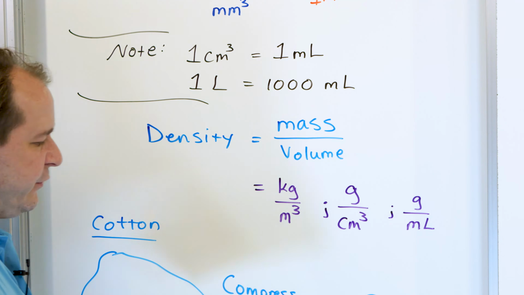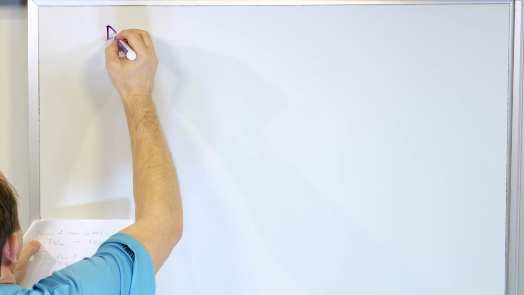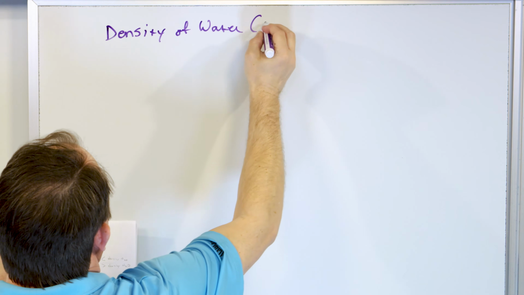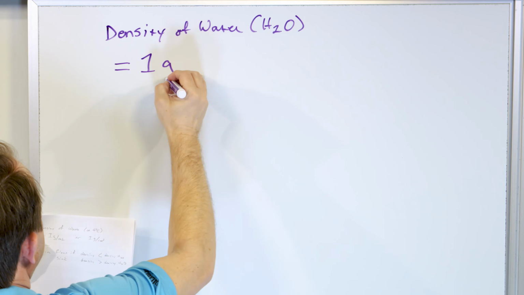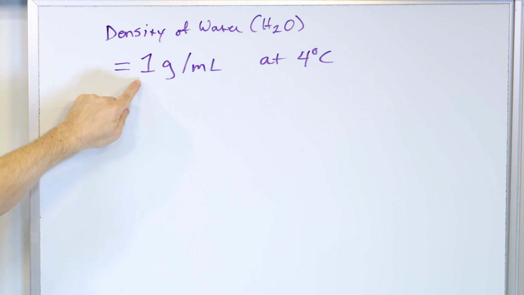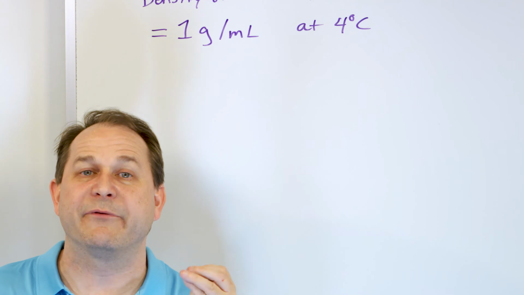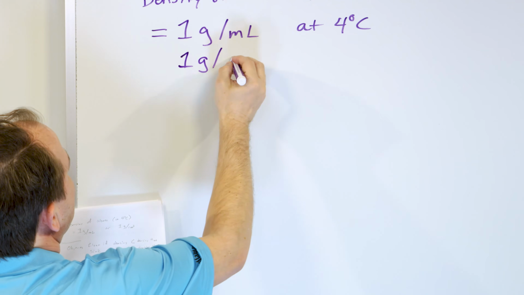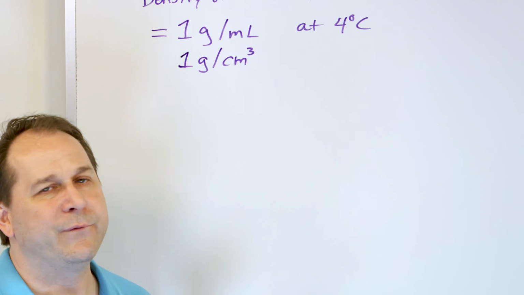Now, let's get to the exciting part of the lesson, I think anyway. All right, the density of water, H2O, is equal to 1 gram per milliliter at 4 degrees Celsius. Now, actually, it's not exactly 1 gram per milliliter. It's very, very close. It's like 0.9999 and then some numbers, grams per milliliter, which remember, grams per milliliter is exactly the same thing as grams per cubic centimeter. I'm trying to reinforce this. These are the same units. They just look different.